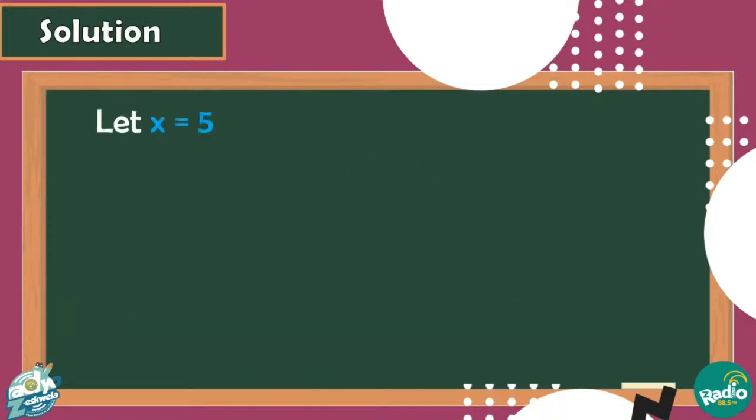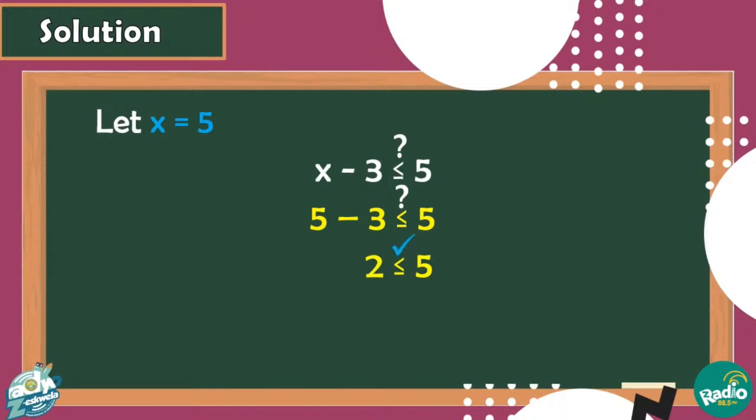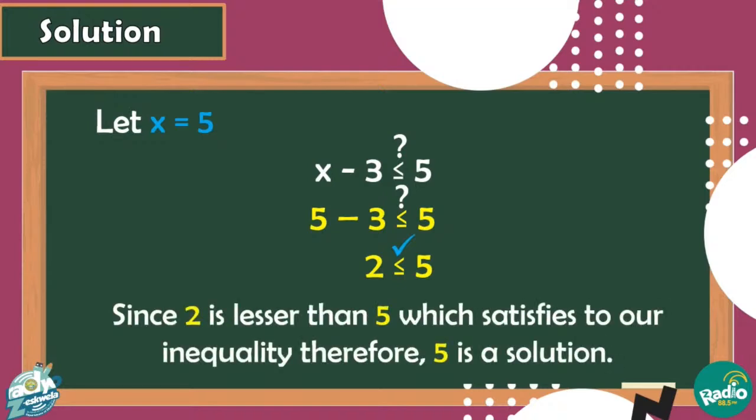How about x is equal to 5? Using our given inequality, substitute the value of x, which is 5. It will become 5 minus 3 is lesser than or equal to 5. It will become 2 is lesser than 5. Is this true? Since 2 is lesser than 5, which satisfies our inequality, therefore, 5 is a solution.